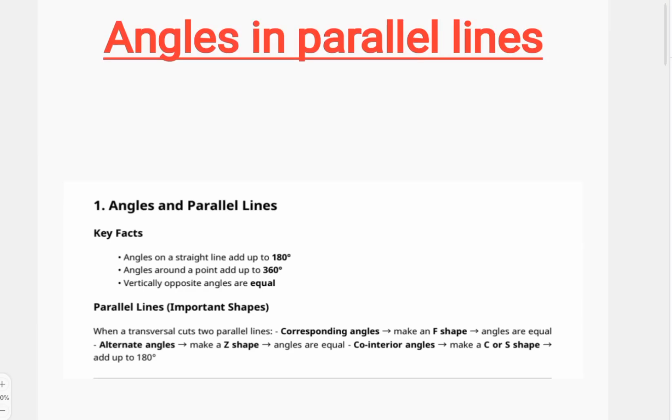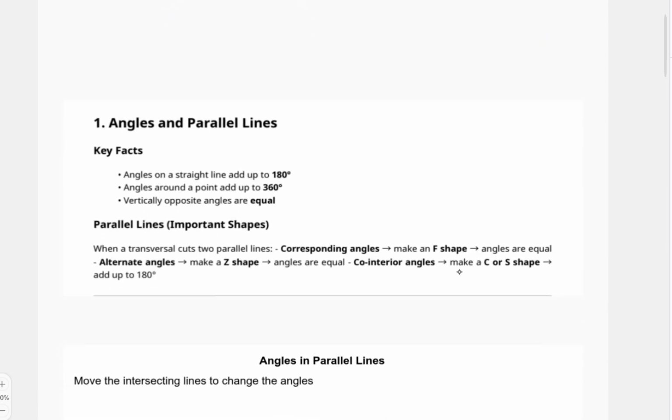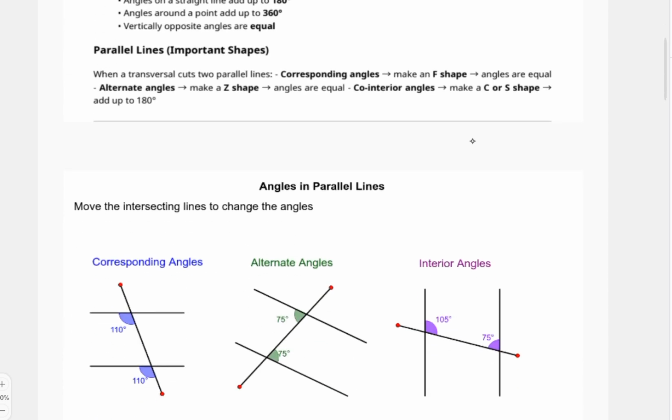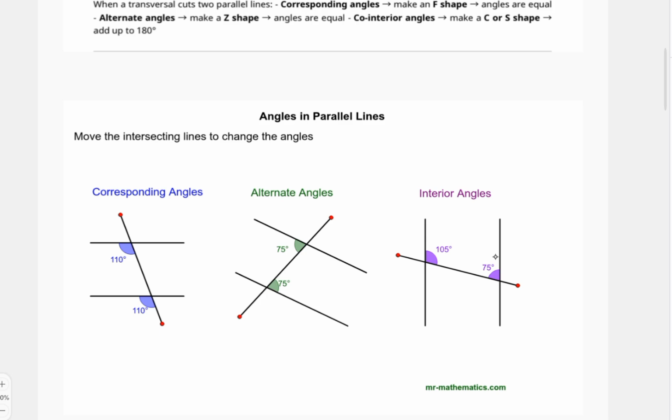Okay, so today we're gonna start with the angles in parallel lines. There are three types of angles on parallel lines. Let me show you here. We have corresponding angles, alternate angles, and interior angles. So how would we know which angles are corresponding, alternate, and interior?